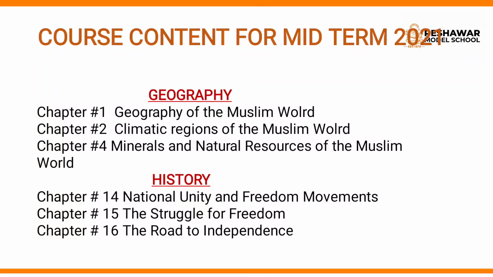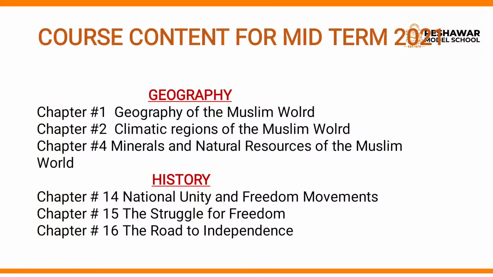Geography term is clear. Now the Muslim world: it refers to the Islamic community, to the Muslim countries where the majority of people are Muslim. In this chapter we will discuss what type of geographical features we have in the Muslim world. Chapter 2 is Climatic Regions of the Muslim world, that what type of climatic regions we have will be explained under this chapter. Chapter 4, Minerals and Natural Resources of the Muslim world: what type of natural resources and minerals we have will also be explained under this chapter. So these are the three chapters in the geography section.